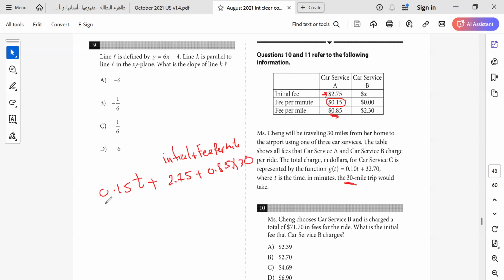But that's the equation. Isn't 30 miles for car service C? No, it's for the whole trip, for any of the trips. She wants to rent the car for 30 miles from her home to the airport using one of the 3 cars, A or B or C. So any of them, she will use for 30 miles. 30 miles multiplied by the fee per mile here, plus the initial. Initial, it's like for nothing. And here per minute.